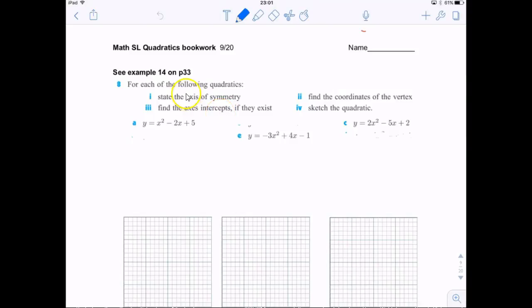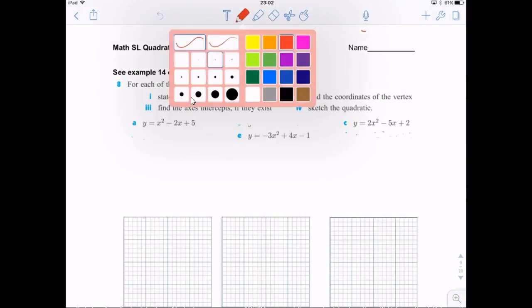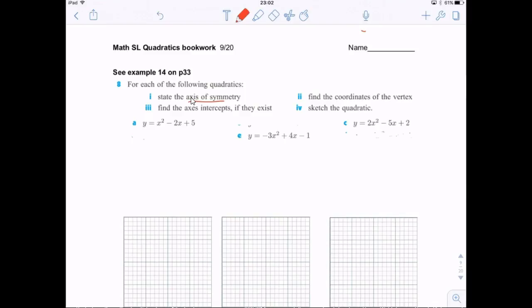Here we are on page 9 of quadratics. Number 8. For each of the following quadratics, find the axis of symmetry, the intercepts, that would mean the x-intercepts and the y-intercepts, the coordinates of the vertex, and sketch. Okay, so let's look at A.